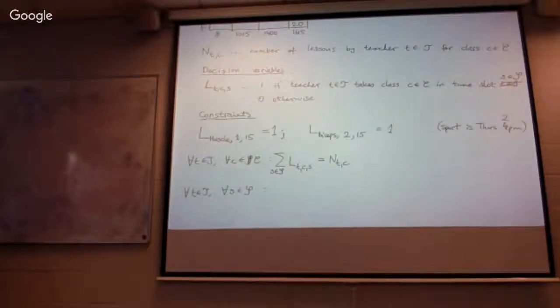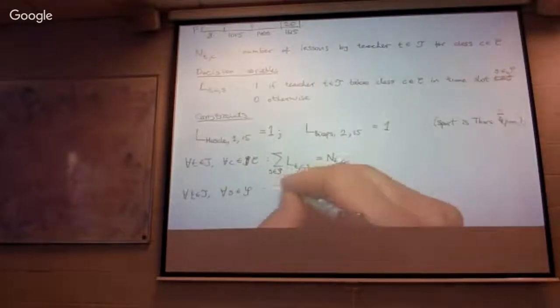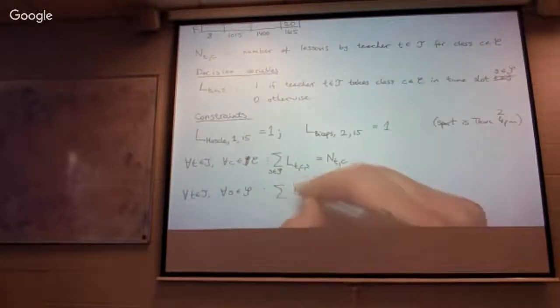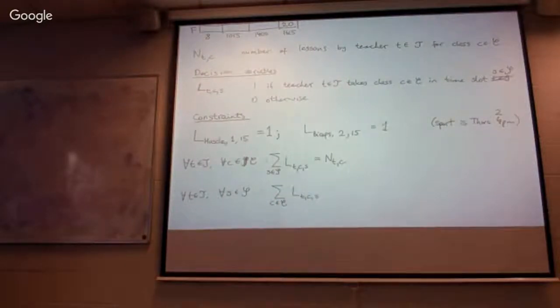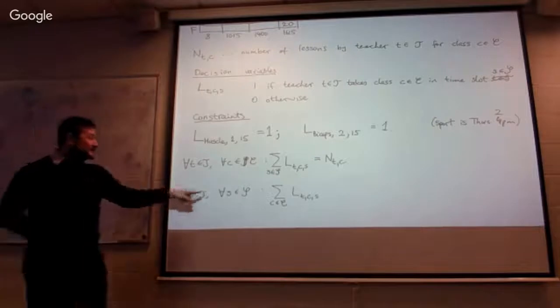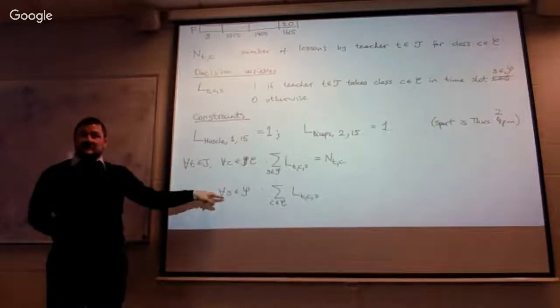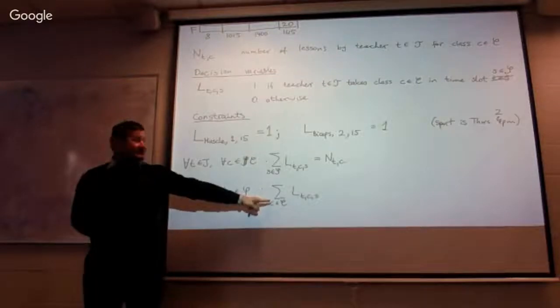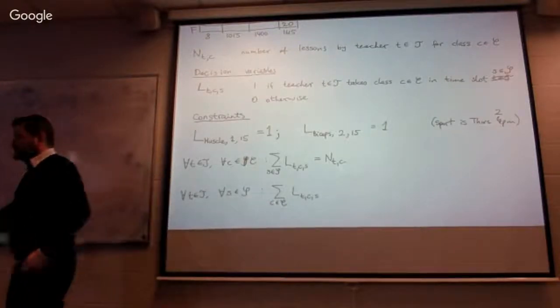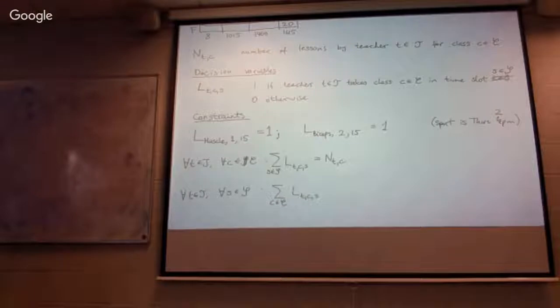Okay. So again, you have to add all the LTCSs, this time over all the classes. This is giving you, for every teacher and for every time slot, how many things that teacher is doing at that particular time of the week. And you don't want them to do more than one thing. So this can't be more than one.